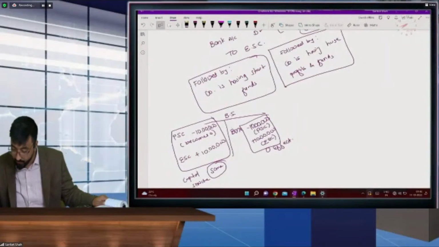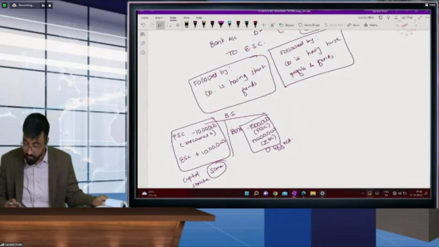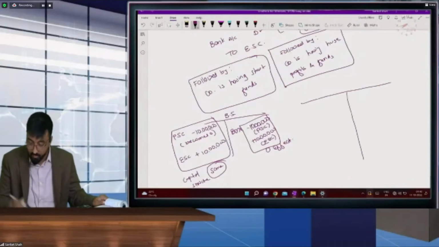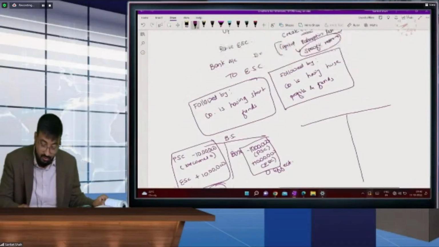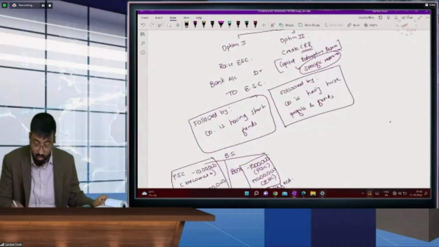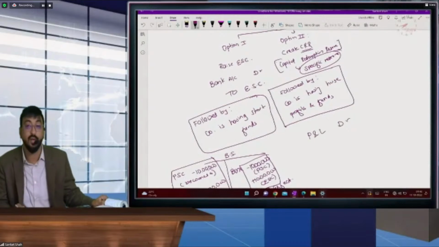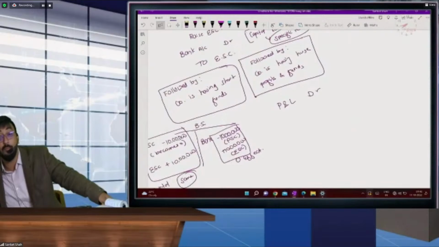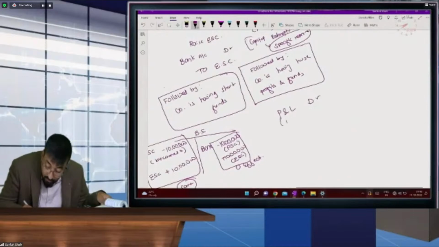Okay. Second option is create CRR. Now what is the entry beta? For CRR you will use the profit and loss account. Beta, profit and loss account is available to everyone. Profit and loss account is available to preference and equity shareholders, so they will demand dividend. Now dividend cannot be paid. Okay, dividend cannot be paid due to CRR creation.